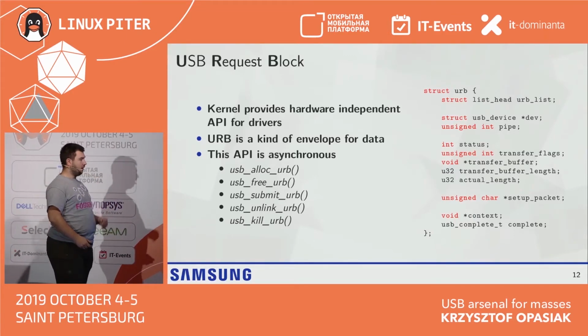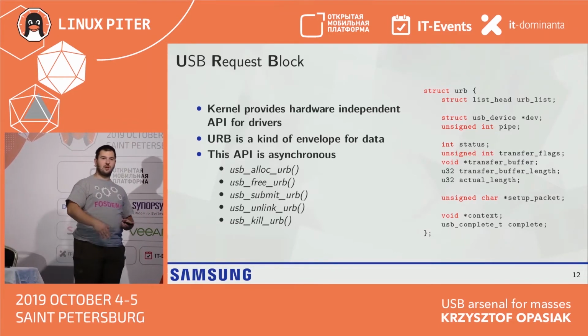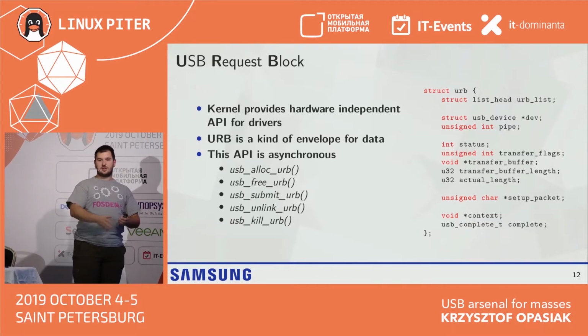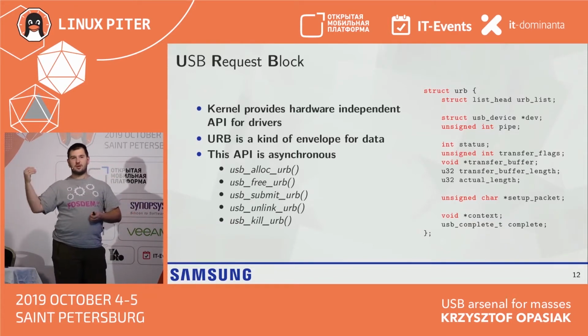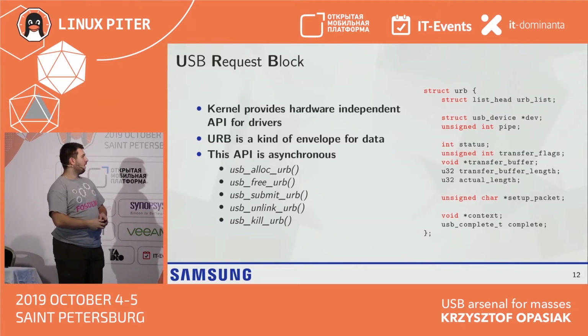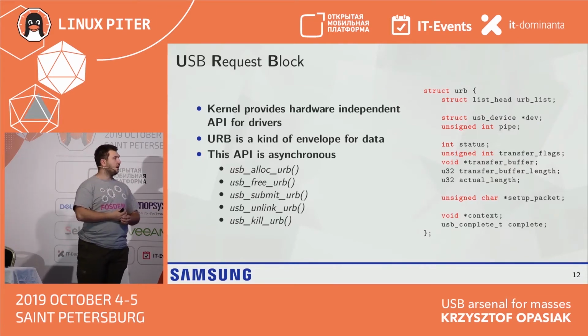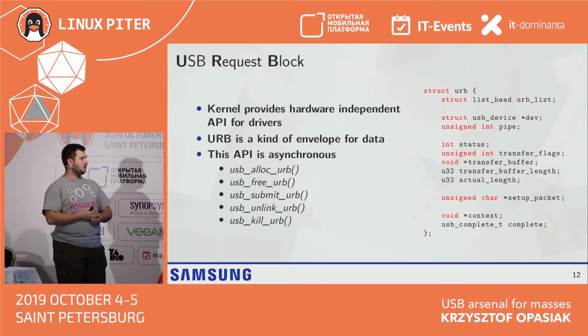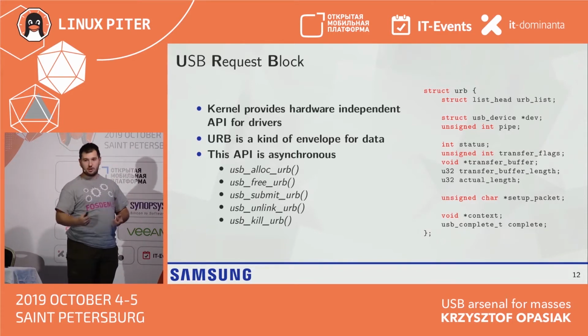A typical life cycle of a URB is to allocate it whenever the driver is bound to the device. You just allocate a bunch of URBs, and then you submit them based on the requests from the users. After the URB is submitted, you have a couple of options for what can happen. Basically, you may have an error. Then the URB is going to end with a failure, and you will get the status information over here.